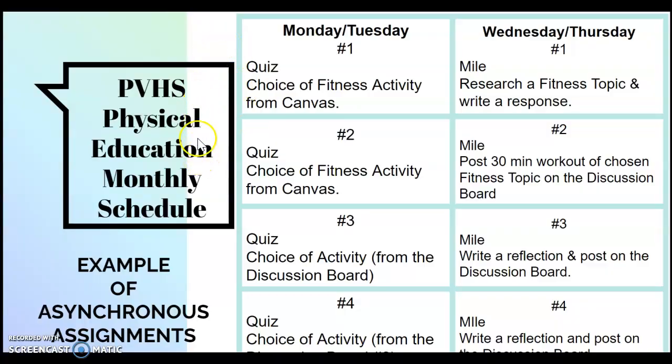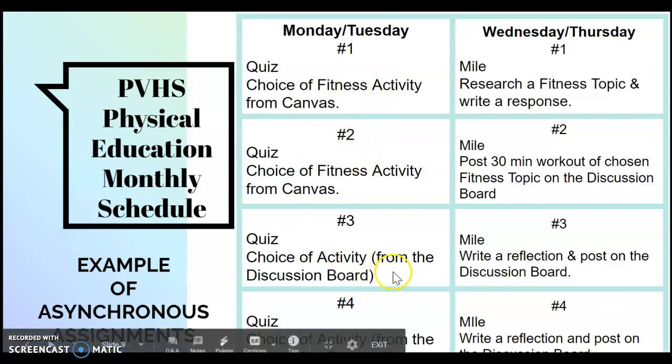And then just an idea of how our schedule works. So normally Mondays and Tuesdays we usually do a quiz and then a choice of fitness activity or fitness log. And then on Wednesdays and Thursdays, you'll usually have your cardiovascular day, which is your mile run. And then we'll usually do a written topic, research project, something like that. So that's normally how we do it. So this is kind of like a plan for the month.